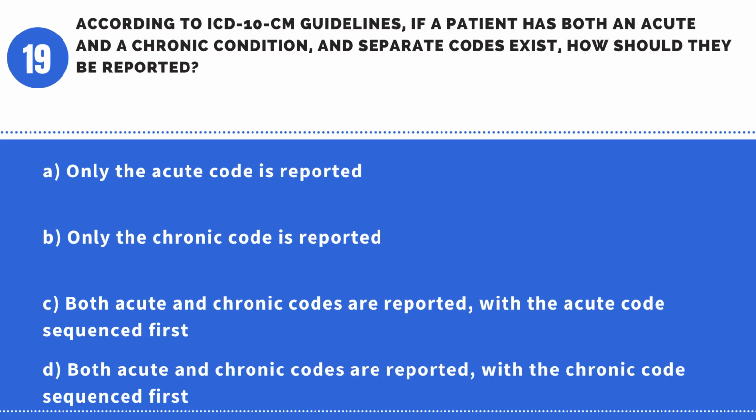Question 19. According to ICD-10-CM guidelines, if a patient has both an acute and a chronic condition, and separate codes exist, how should they be reported? A. Only the acute code is reported. B. Only the chronic code is reported. C. Both acute and chronic codes are reported, with the acute code sequenced first. D. Both acute and chronic codes are reported, with the chronic code sequenced first.